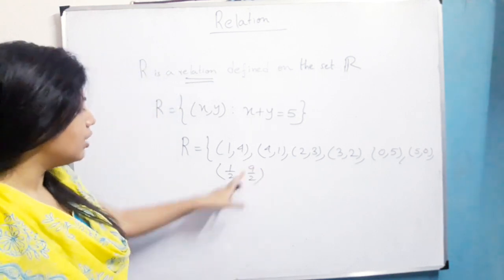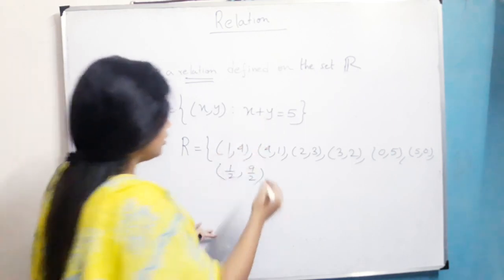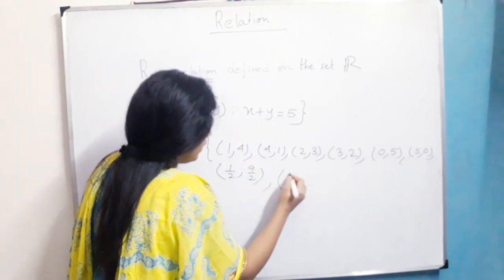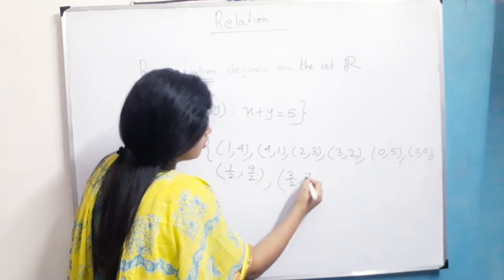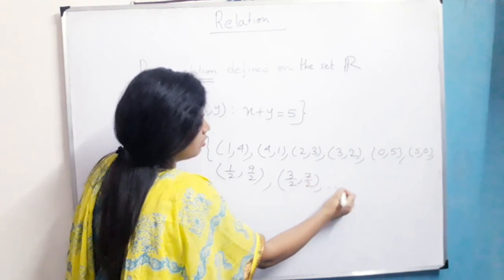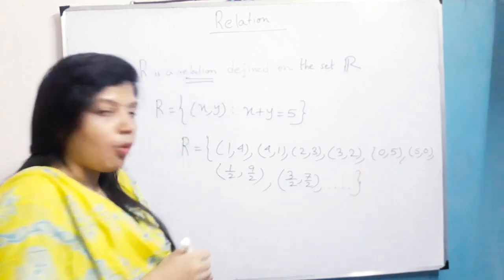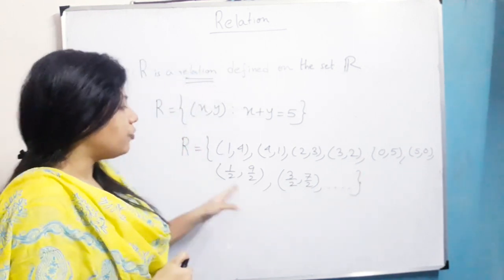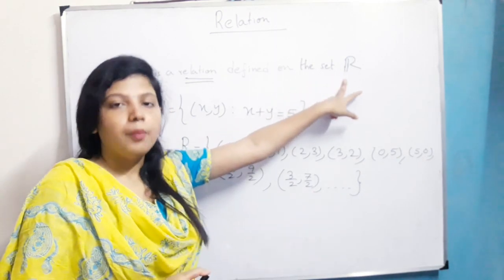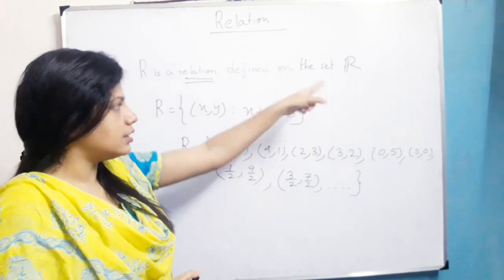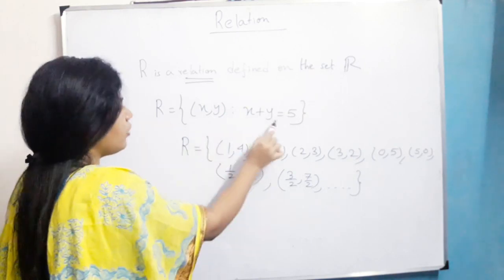Half of 9, by 2: 9 plus 1, 10 by 2, 5. Similarly, we can also take that. If we observe properly, there are infinite elements here. Why? Because it is the real numbers. But if I change the set, the relation will be the same.